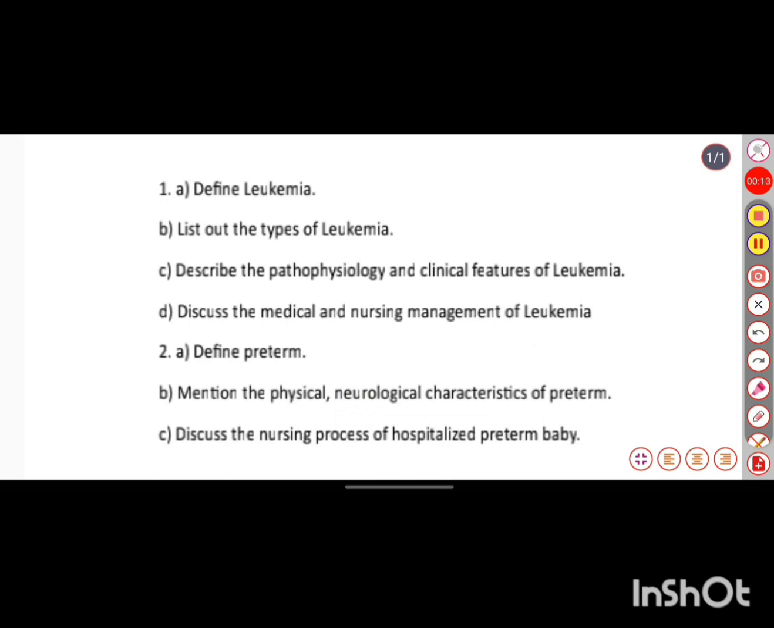So here the first question is define leukemia, the types of leukemia, and also they have asked for pathophysiology, clinical features, medical and nursing management of leukemia. So now we'll see the answers for this.